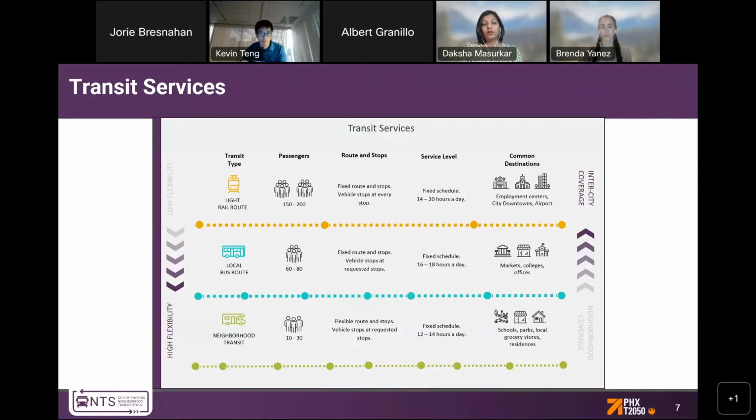Similar to light rail and local bus routes, it does have a fixed schedule and can operate from 12 to 14 hours a day. As mentioned in the previous slide, it does offer access to common destinations like grocery stores, schools, parks, and social service agencies. Next slide.